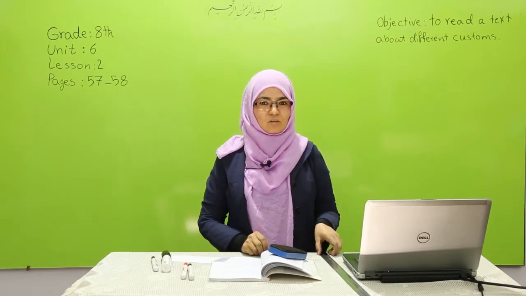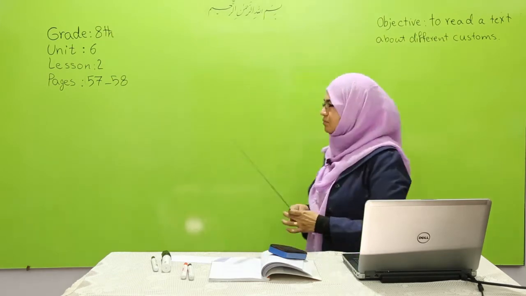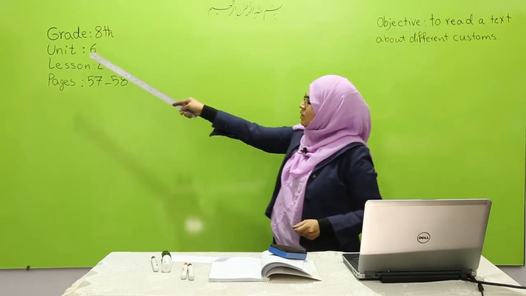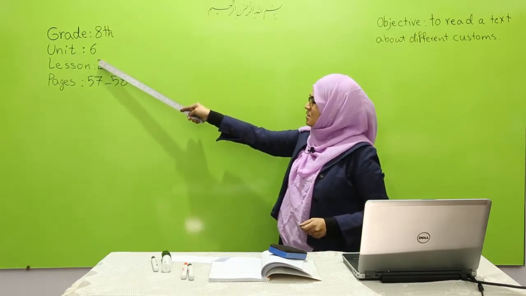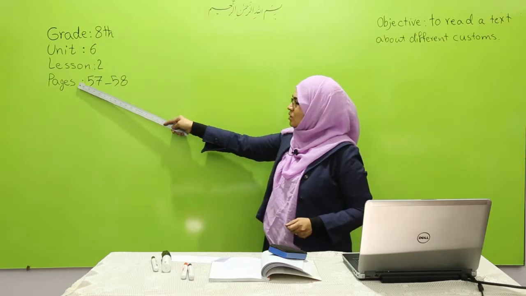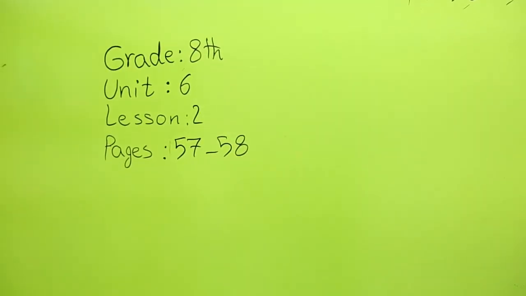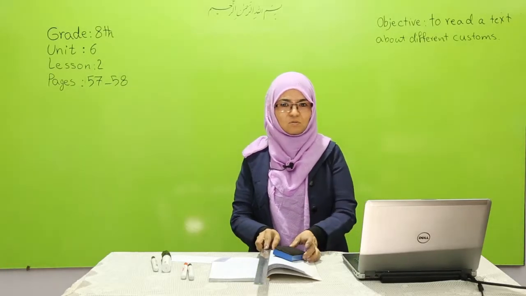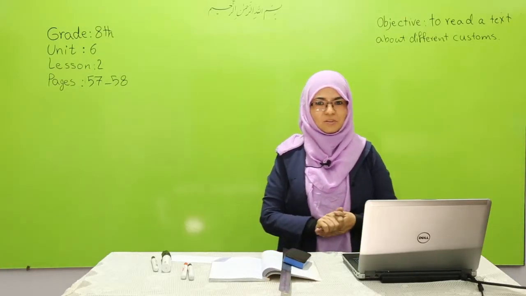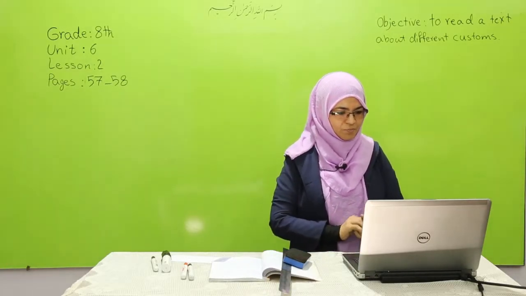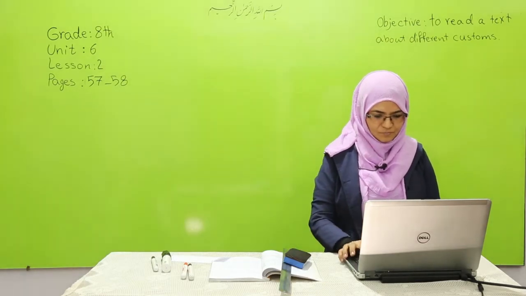So see the board to start the new lesson. We are in Unit 6, Lesson 2, and we are going to have 2 pages of this unit, 57 and 58. So be ready for these 2 pages. Open your books to the first page and see the first part.